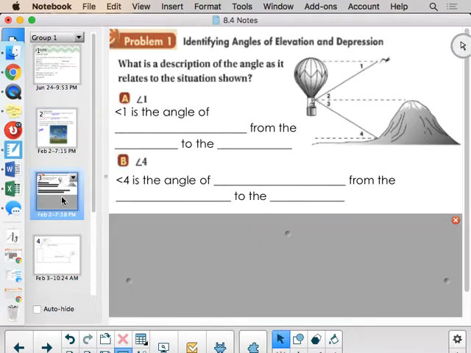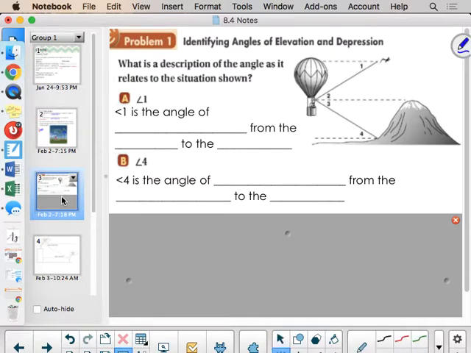Our first example today does not really require much math. It just requires us to identify the different angles that we're looking at here. So we're going to identify together angle 1 and 4, and you're going to take care of angle 2 and 3. And we're going to fill in the blanks to help us describe the situation shown.